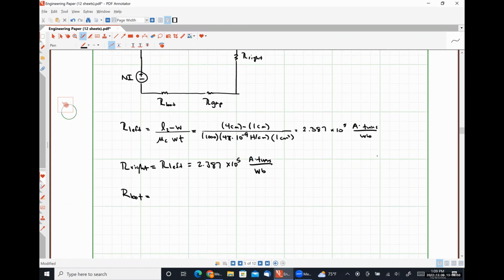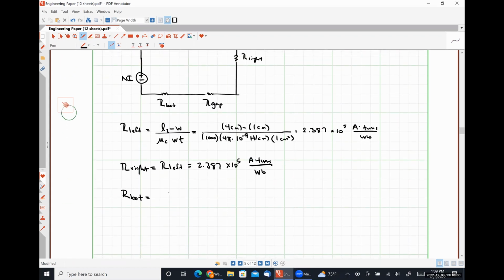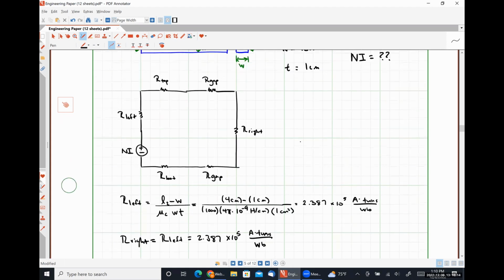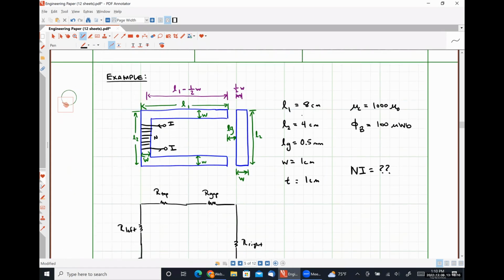I realize now that I made a mistake when I solved this, but that's okay. Then we're going to have mu C times WT. Let me wrap my head around this. So we have a distance of L1 minus 1/2 of a W, because that's the average length there. And then we have another 1/2 of W. So yeah, it's just L1.